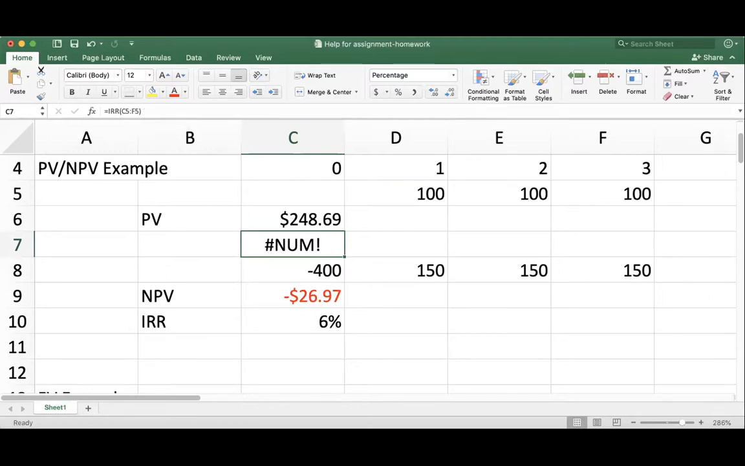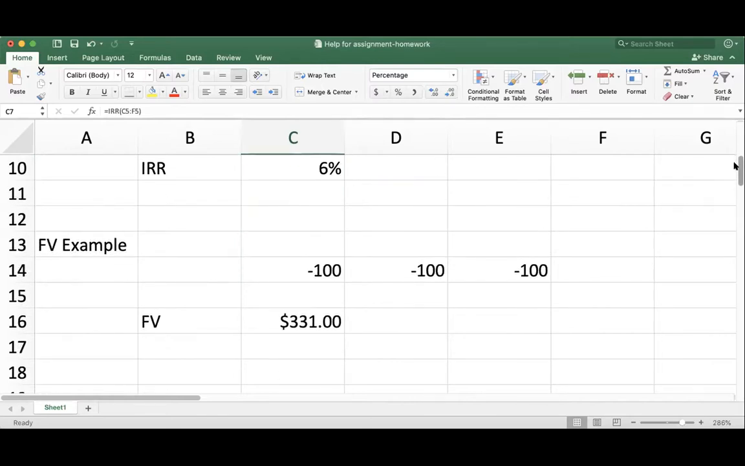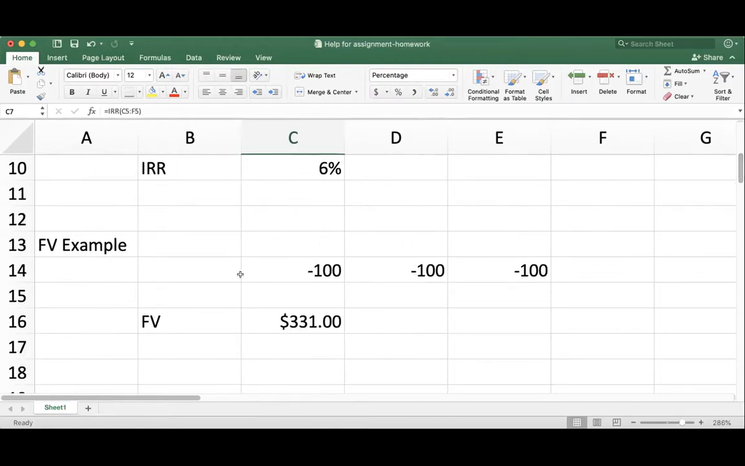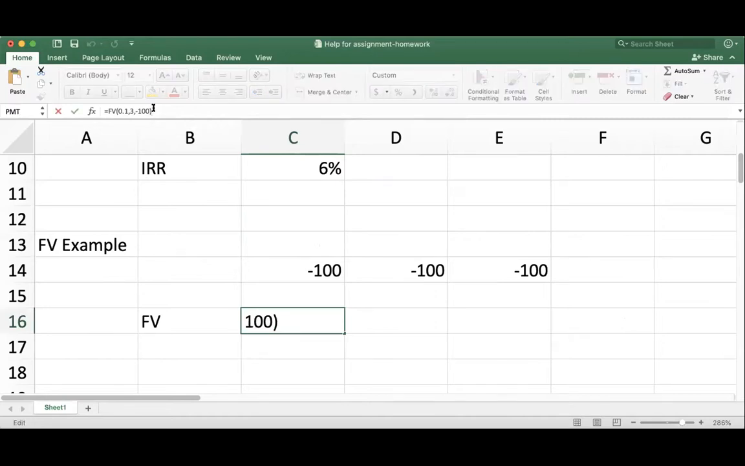So there's that. Let's go down to my next one. Okay, so some of you are not understanding future value. Again, this is years 0, 1, 2, 3. So we want to know how much this $100 is going to be worth in the future after 3 years. This is what the formula looks like.